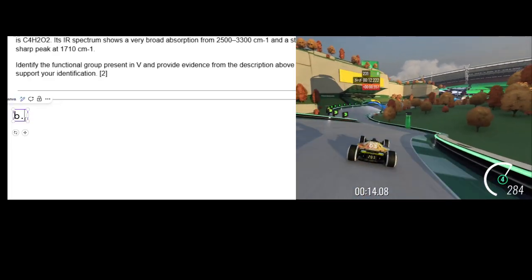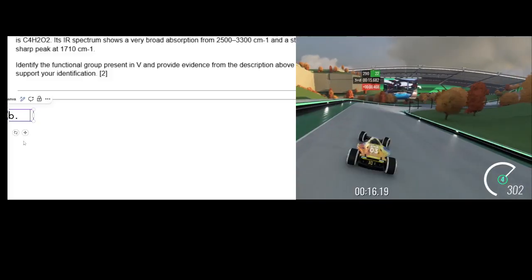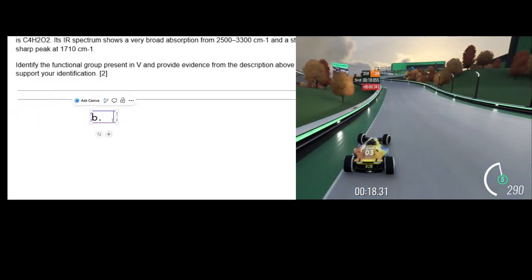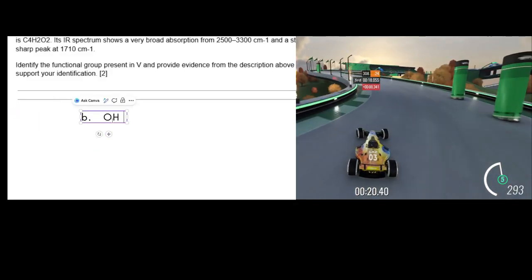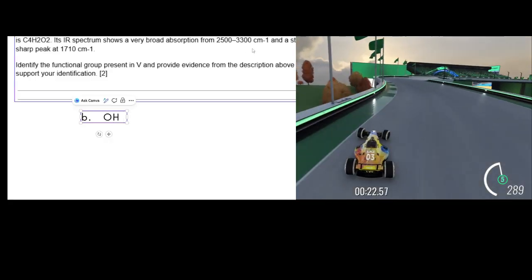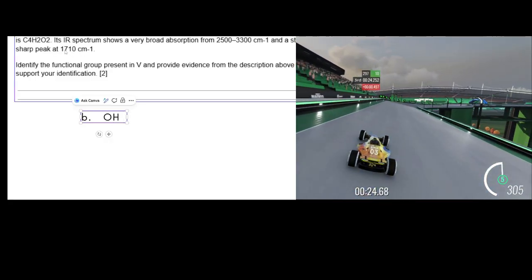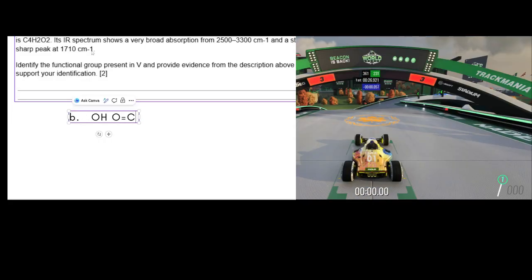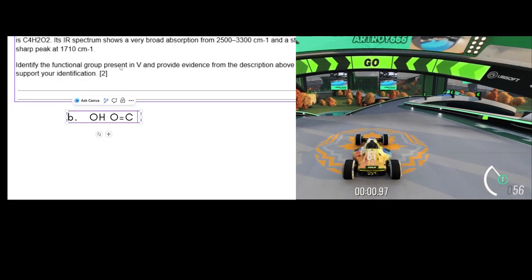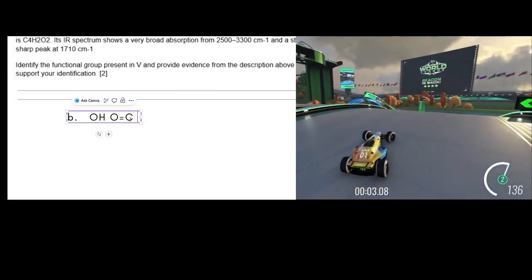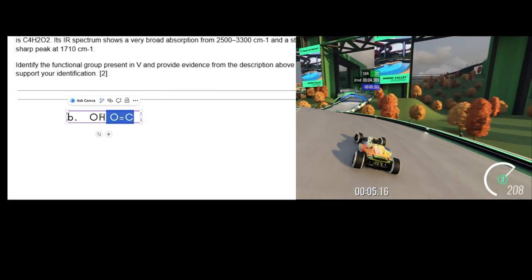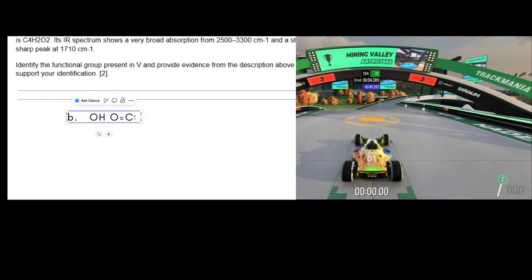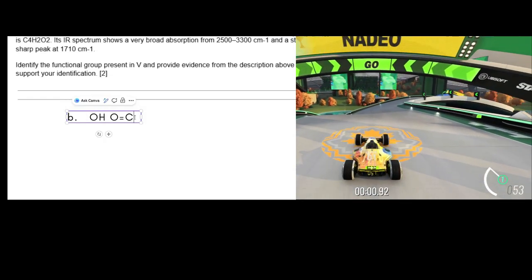We've already defined that we have one OH group. How do we know that? It says that we have that broad, wide band, so that means we have the OH group to start us off. We also have a strong sharp peak at 1710, and that strong sharp peak is always going to be our C double bond O. Now with both of these, we have to identify what has both a C double bond O and an OH. In this case, this is going to be a carboxylic acid.